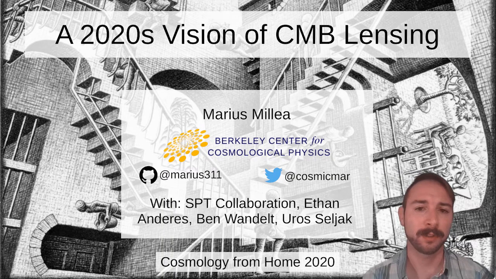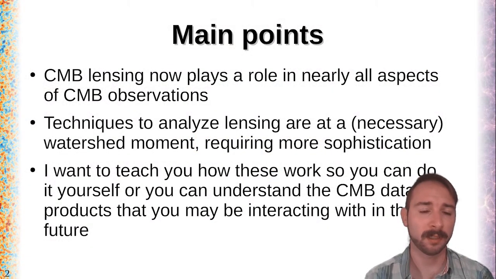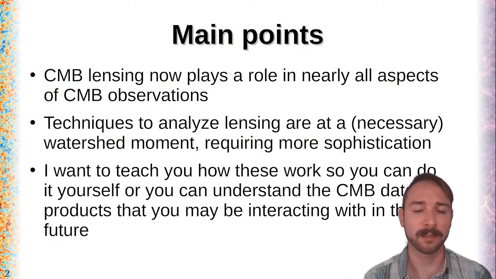I'm a postdoc at UC Berkeley, and today I want to tell you about what my vision is for CMB lensing in the 2020s. The main points I want to get across are basically that at this point CMB equals CMB lensing. Lensing touches almost all aspects of observations, and our analysis techniques for dealing with lensing are basically changing right now. So I want to tell you about the old and the new.